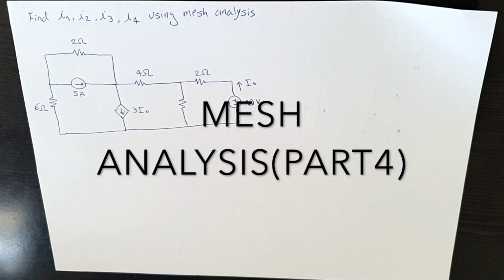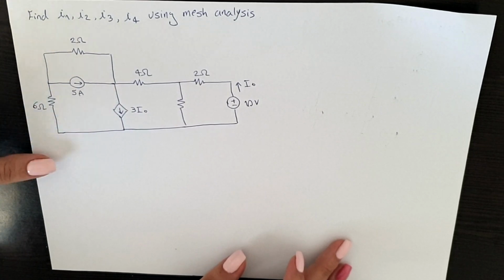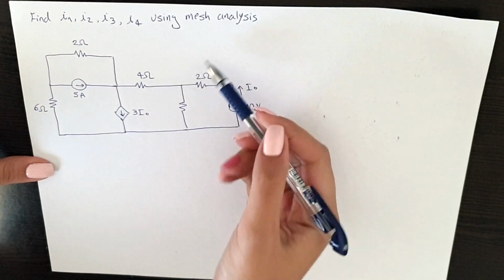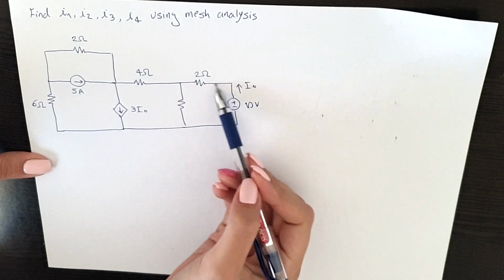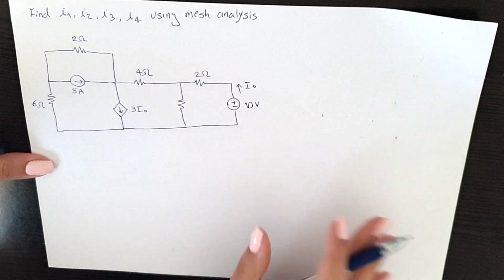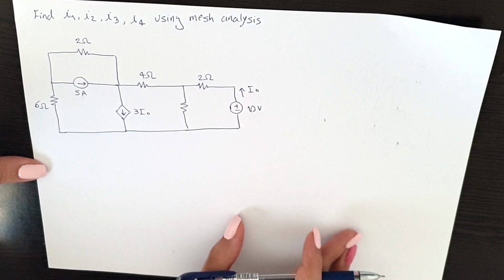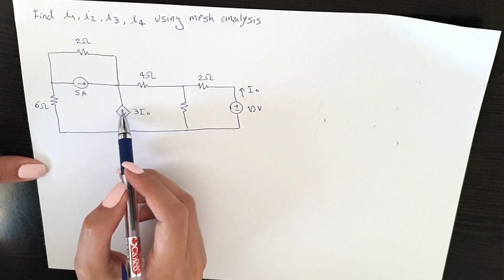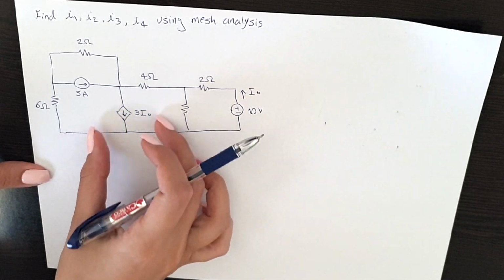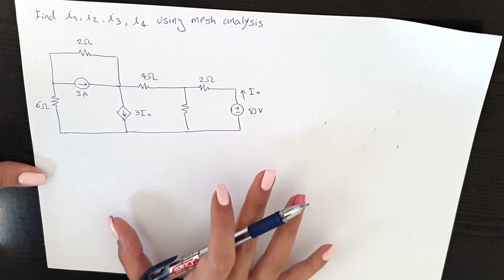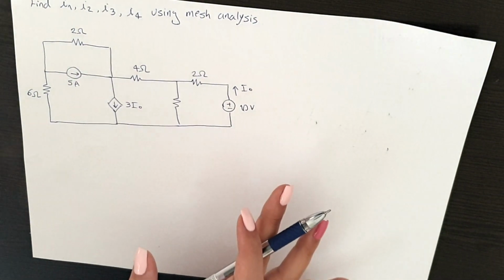Guys, I'm here with a more complicated example of mesh analysis. Here, as you can see, we have different meshes like 1, 2, 3, 4. But one thing that is different here from the other examples I did is that we have a current source in between our meshes. When we do have that, there's going to be a concept called super mesh that we need to use.